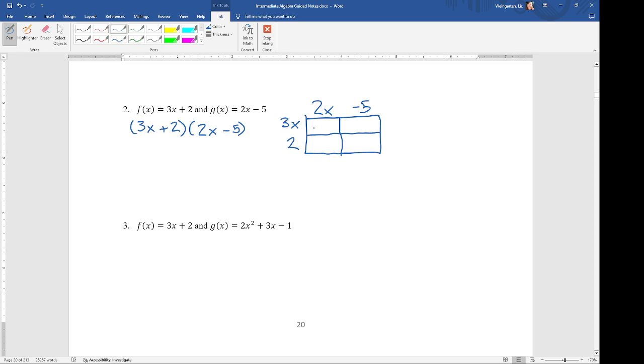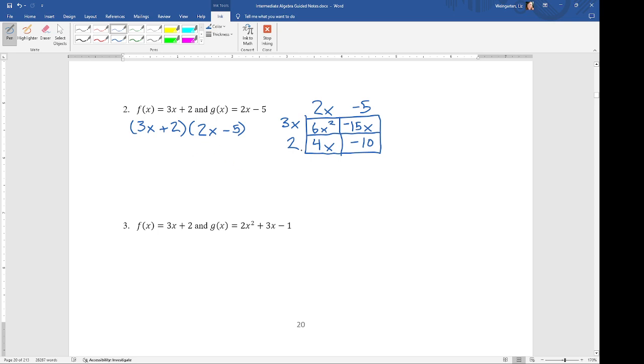So 3x times 2x gives us 6x squared. 2x times 2 is 4x. 3x times a negative 5 is negative 15x. 2 times negative 5 is a minus 10.